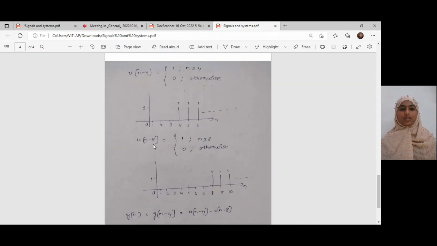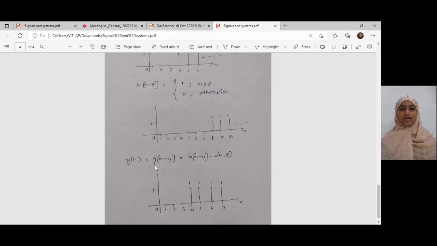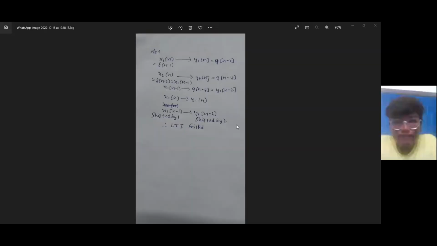And again, for this unit step function, it becomes 1 when n is greater than or equal to 8, otherwise it becomes 0. The plotting will look like this. The final equation is y of n equals g of n minus 4 equals u of n minus 4 minus u of n minus 8. Again, I'm subtracting u of n minus 8 from u of n minus 4. The final plotting will look like this. And my friend will explain this C subpart.